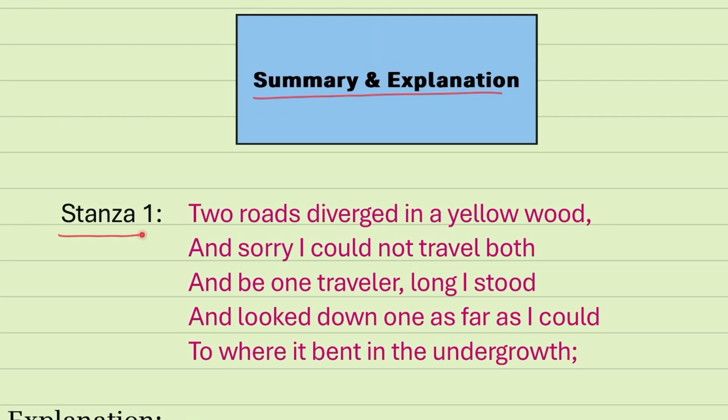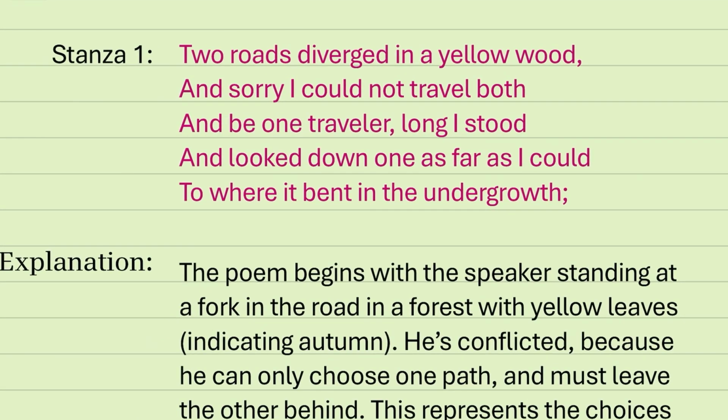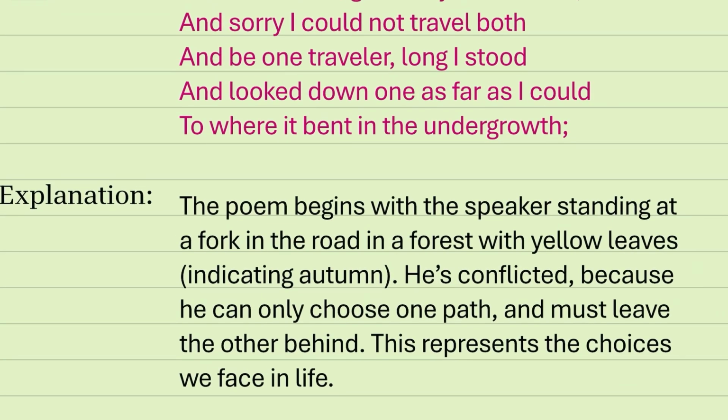So stanza 1 is here. As you can see, I'll read it to you. Two roads diverged in a yellow wood, and sorry I could not travel both and be one traveller, long I stood, and looked down one as far as I could, to where it bent in the undergrowth. This is stanza 1, and here is what the speaker is trying to say.